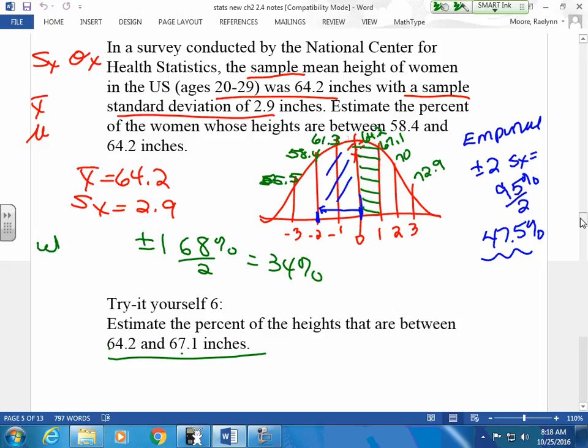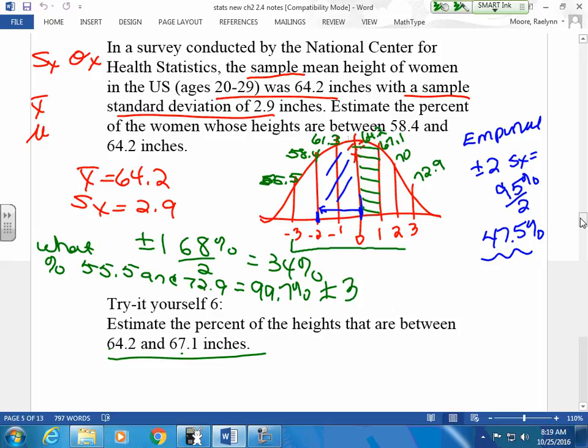Okay, what percent of my data lies between 55.5 and 72.9? Is what? 99.7. Very good. Very good, Sarah. 99.7% because this is my plus or minus 3. So we're kind of bypassing your old chart. Yes, we can't get in between right now, but we have a different way that we get in between. So right now we're just going to concentrate on this part of it, seeing how far off the mean this goes.